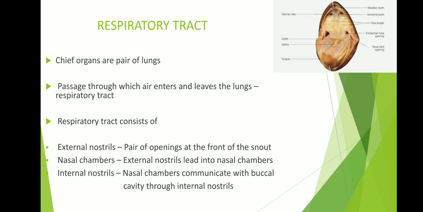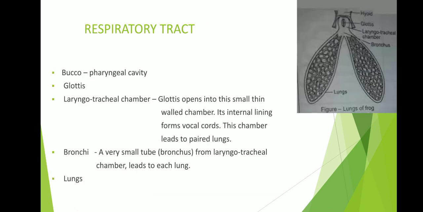Okay. And there is a median slit-like opening seen, that is glottis, on the floor of the pharynx, which opens into a small thin-walled chamber that is known as laryngeotracheal chamber. Glottis, we studied, leads directly to lungs. So that slit-like opening is known as glottis. That glottis on the floor of the pharynx opens into a small thin-walled chamber, the laryngeotracheal chamber.